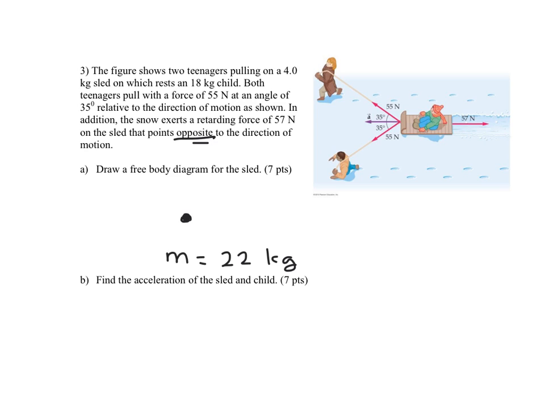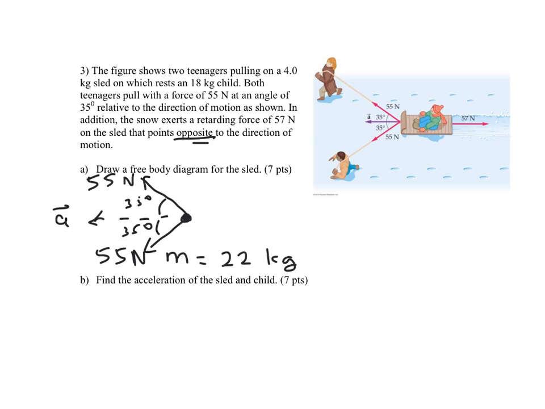Now, this object experiences two forces from the teenagers pulling. They are both pulling with a force of 55 newtons. So let's draw that in. And both these forces make an angle of 35 degrees with the direction of motion. So they show you that this is the direction of a. That means that's the direction of your net force. Hopefully that's what it works out to be.